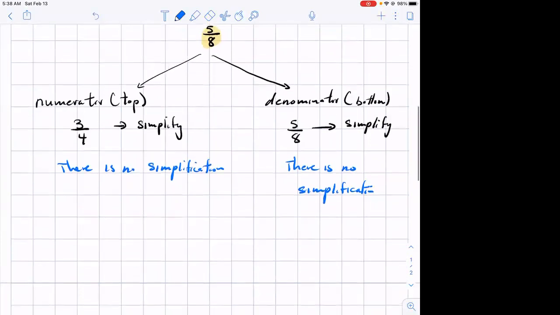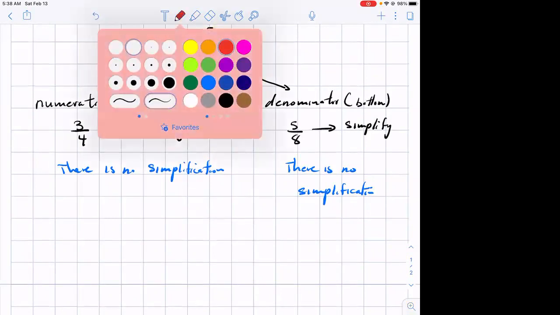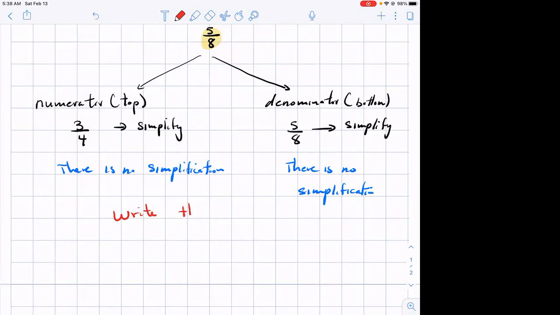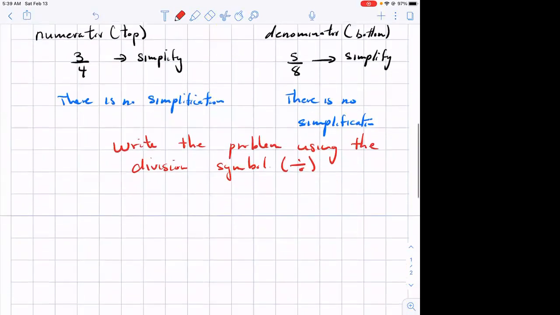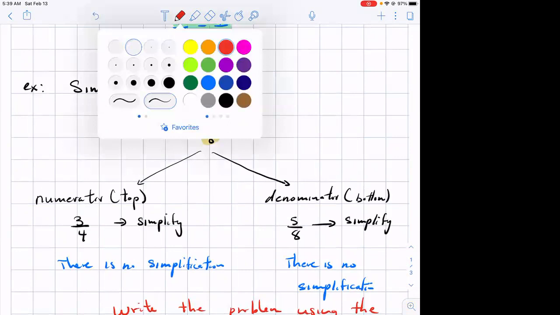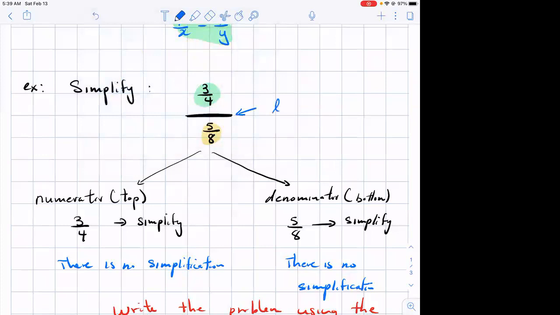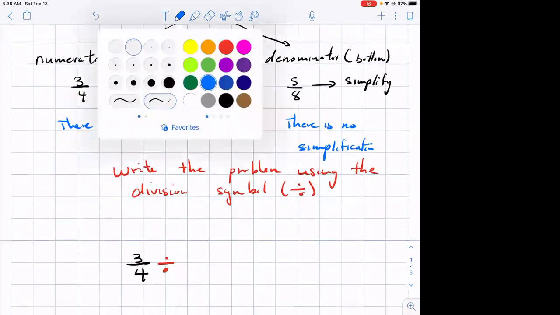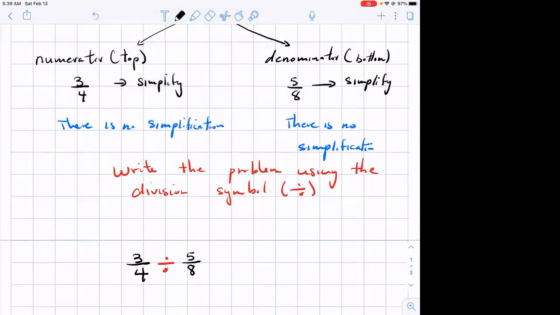So what you will do now is rewrite the problem using the division symbol. I'm referring to that symbol there. So what do we have? We have 3 over 4 divided by, and how do you know what's that division sign? Remember, when you look back at your problem, notice here that this bar is a little bit longer, bold. So that's how you know what that division sign is. And we'll divide that by 5 over 8.